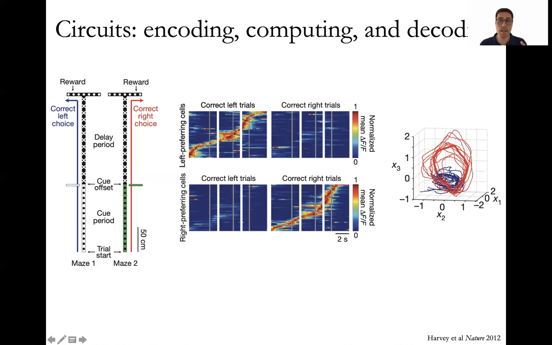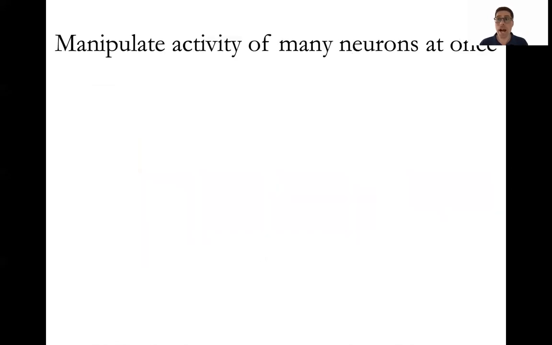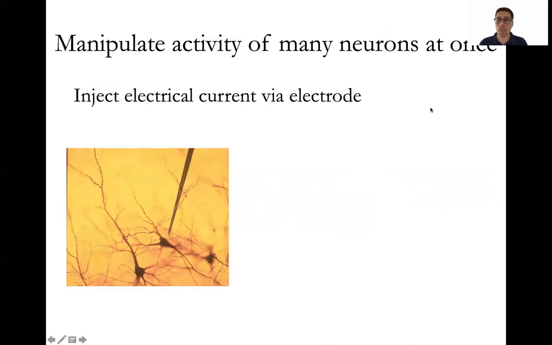So we need a technique that will allow us to manipulate the activity of these neurons and test how they're encoding or computing the choices that the animal should make and ultimately the behavior and action that it takes. So how are we going to manipulate the activity of many neurons at once? Well, one thing we can do, and what has been very fruitful for researchers to do over a long time, is to inject electrical current via an electrode. And it's literally, as this picture shows, effectively stick a wire in the brain and apply an electrical current through it to bias the electrical activity of neurons near the electrode.